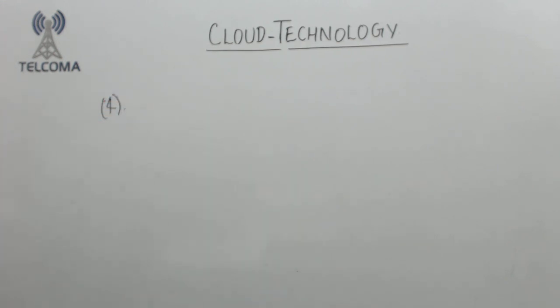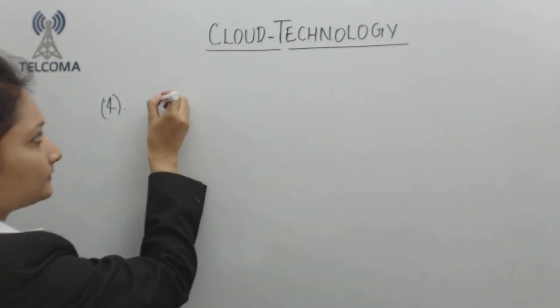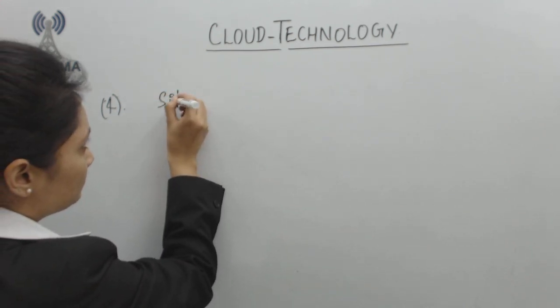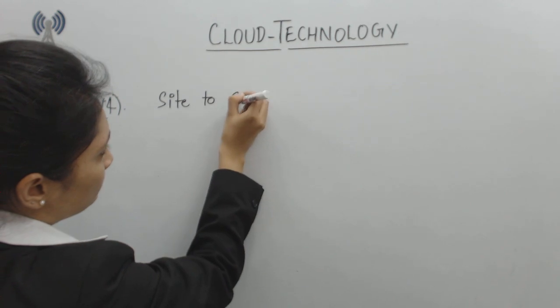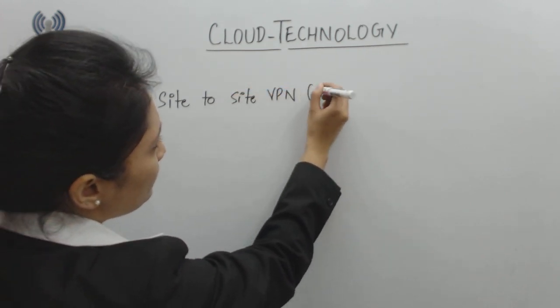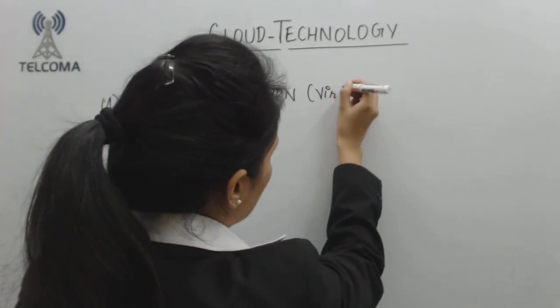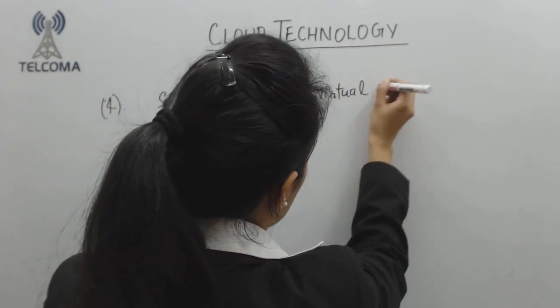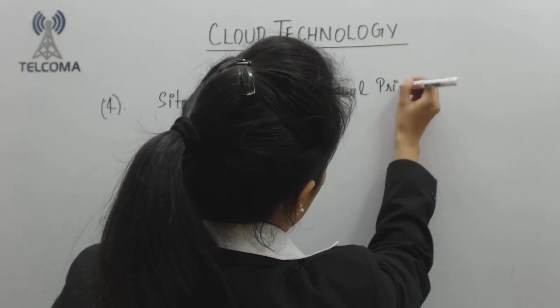Now, after the optimized internet overlay, the next one we have is the site-to-site VPN. So this VPN basically refers to your virtual private network.